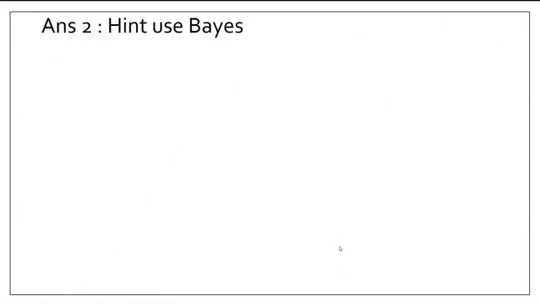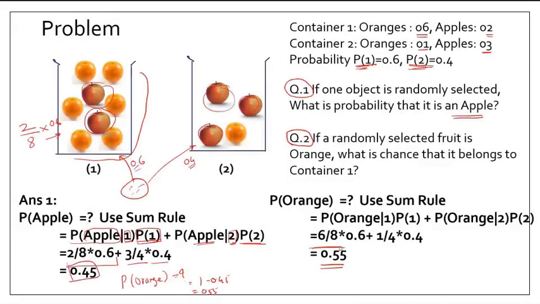Now question 2 is a little bit tricky. If randomly selected, I don't know from which container it is appearing. I have selected some container and then I have selected some orange. Okay, so that orange has come to my hand. Now my question is, what is the chance that it belongs to container number 1? So I am now particular about the container. Now see how I design the probability here, how I compute that.